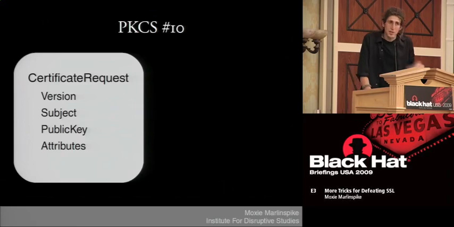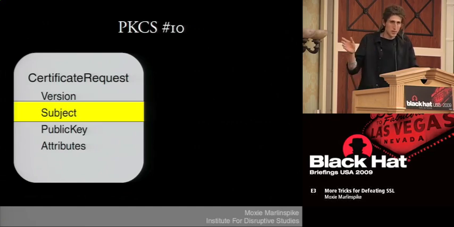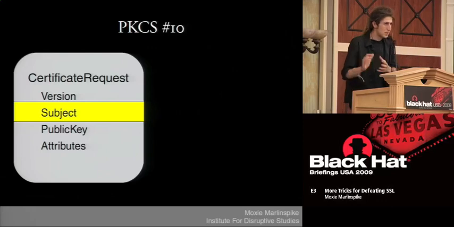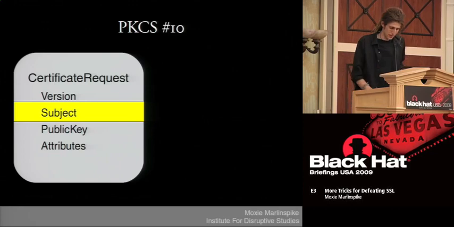Certificate signing request is another simple structure, and it's defined in the standard PKCS number 10, and it looks like this. Again, there's a version, there's a subject, the subject is you, your public key, whatever attributes you want to include. And so here is, again, our old friend, the subject. This is the thing that eventually makes it into the certificate that is issued to you, this exact entity, right?